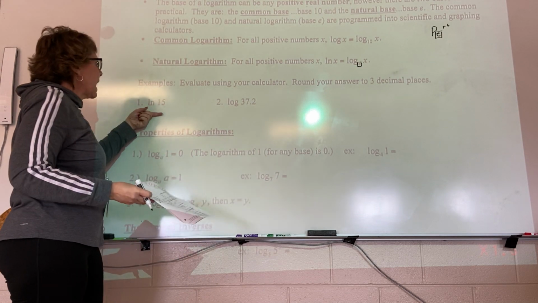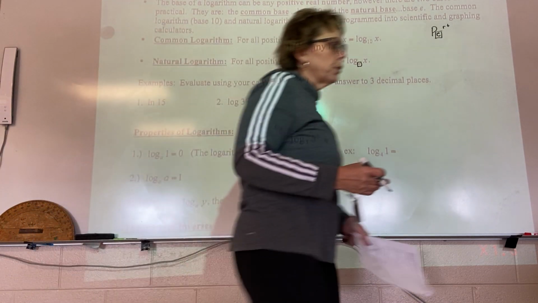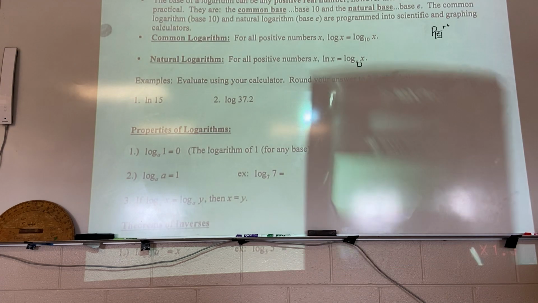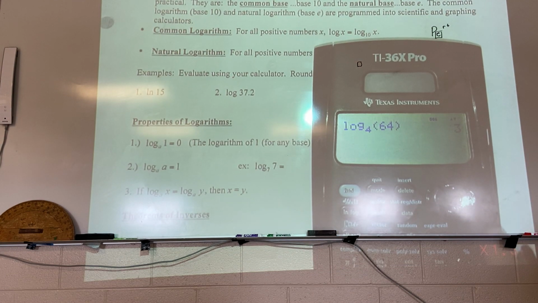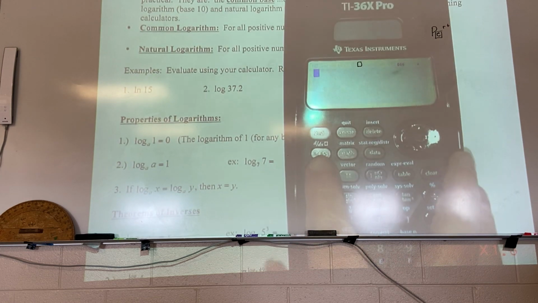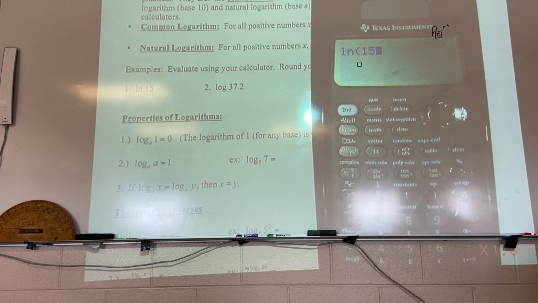So these are just asking you to evaluate it in your calculator. Let's just make sure you know where those buttons are. You're just going to type in ln 15. ln and log should be located very close to each other. So right here is the ln key, and you're just going to type in 15, and round it to 3 places. So there's your answer for that one.